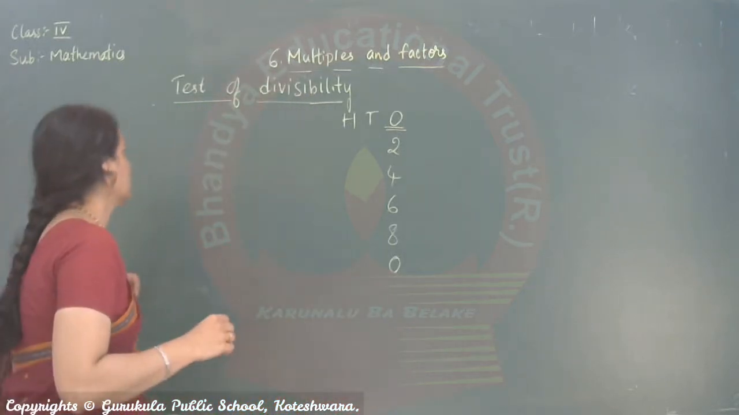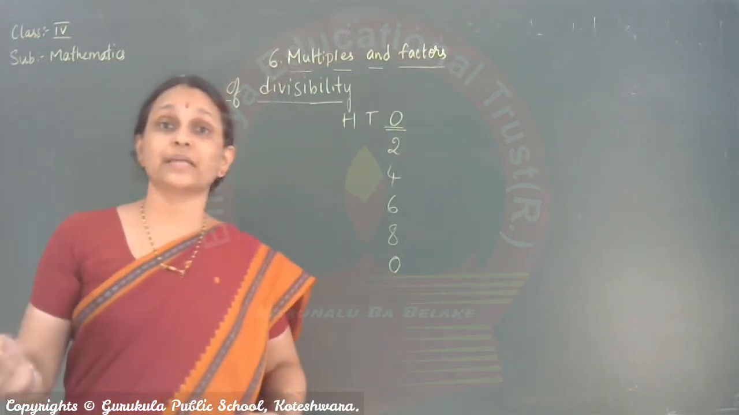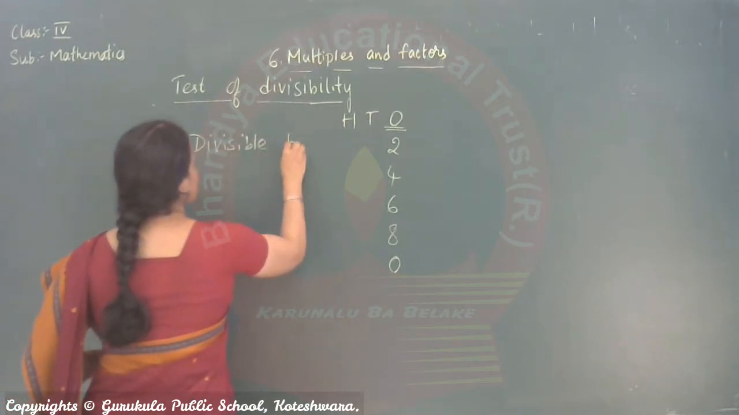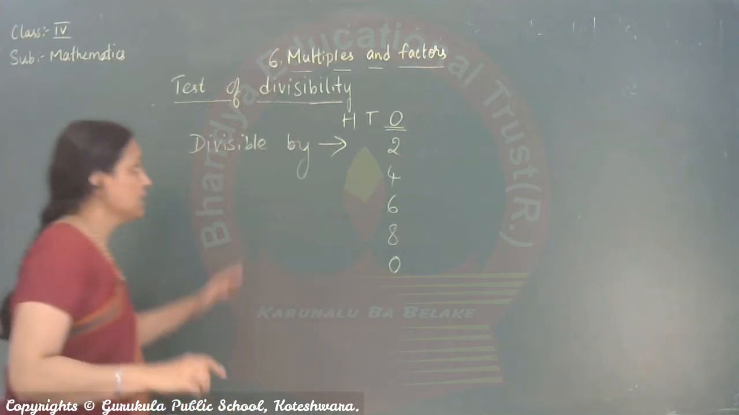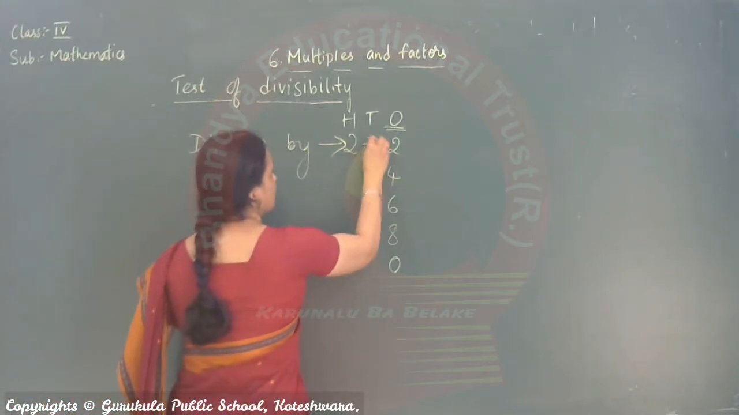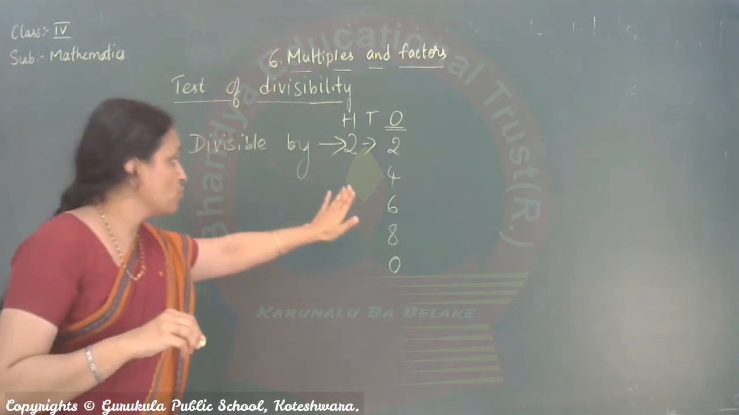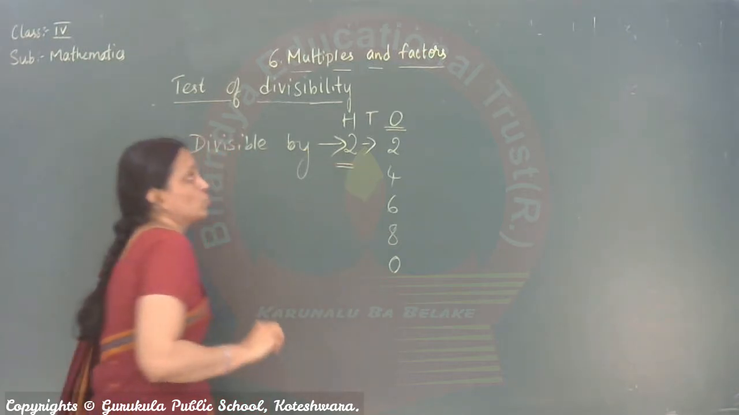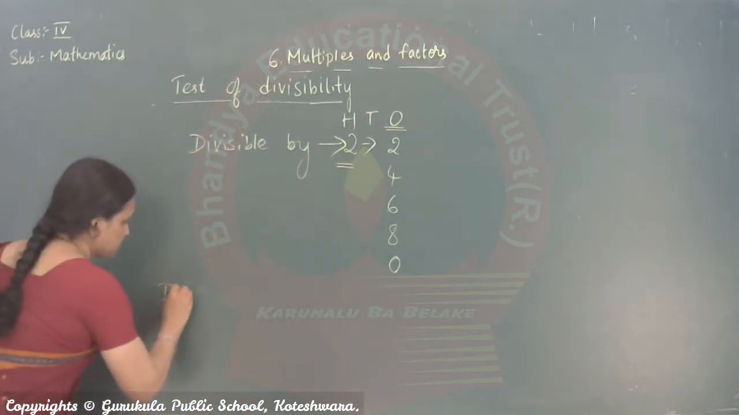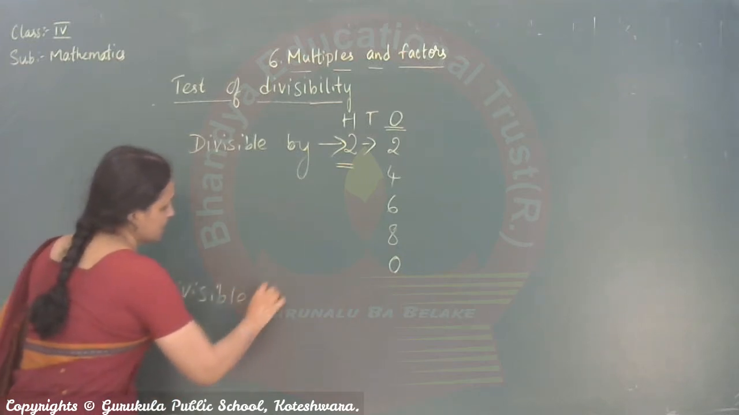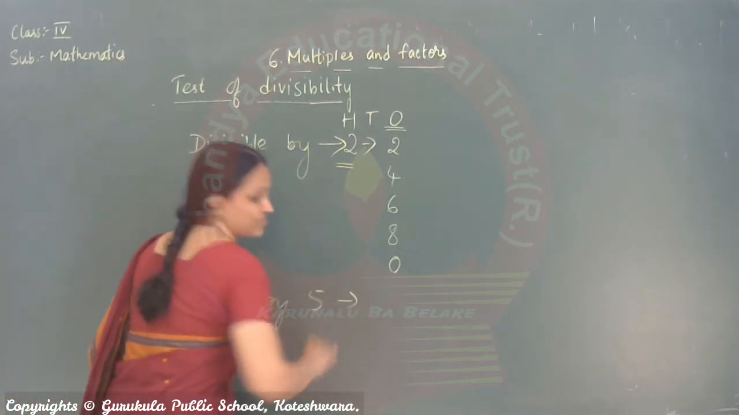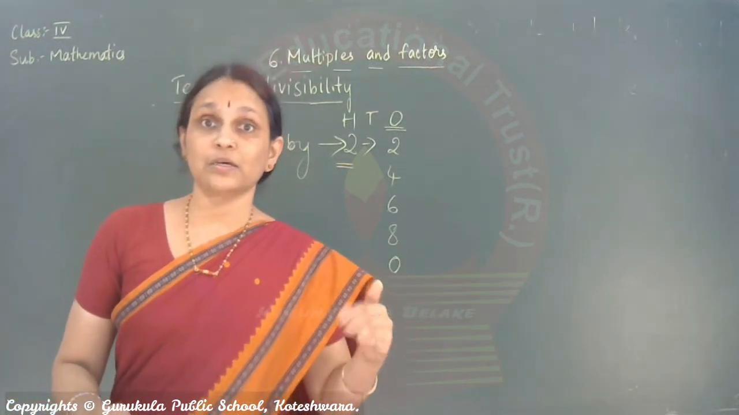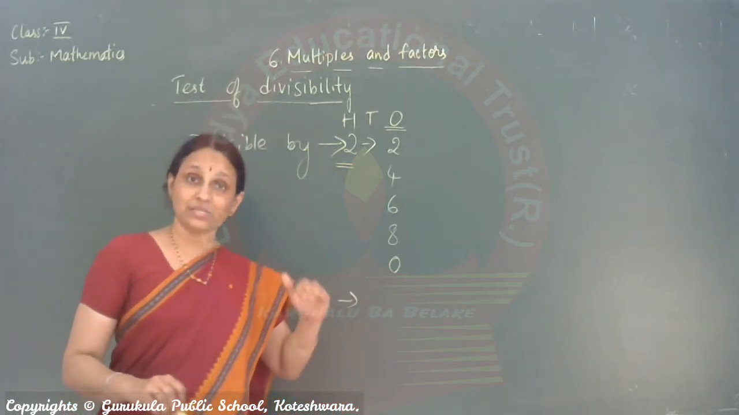Now, next thing, for 5 and 10. For divisibility by 2, the ones place should be 2, 4, 6, 8 and 0. Now, if it is to be divisible by 5, you only tell me what it should be. Again, the ones place should be, just recall, 5 ones are 5, 5 twos are 10, 5 threes are 15.